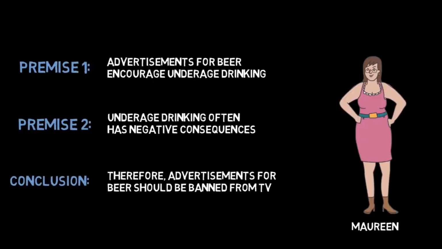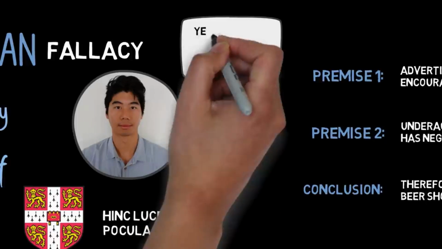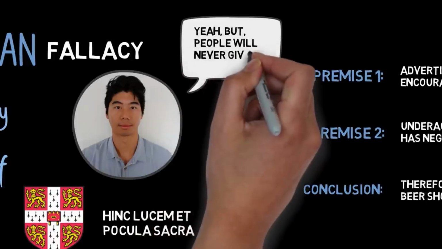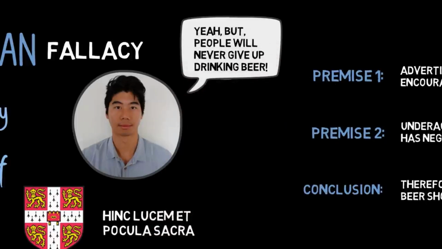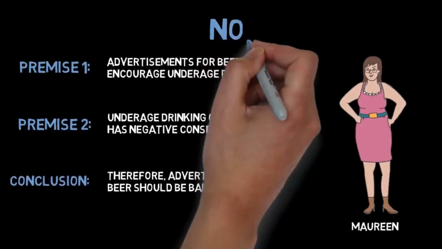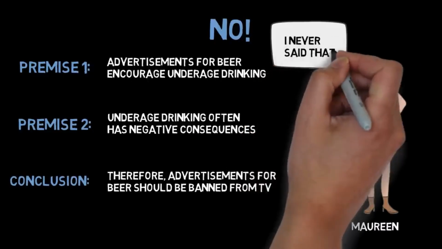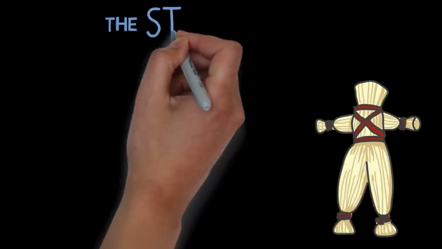And let's say I respond with the following objection. "Well, yeah, but people will never give up drinking beer. They've been doing it for ages." Is this a good response to Maureen's argument? No, because Maureen never claims it would be a good idea to give up drinking beer. That's not her argument at all. In this scenario, I've committed the strawman fallacy, since I've attacked a position that Maureen never advances.